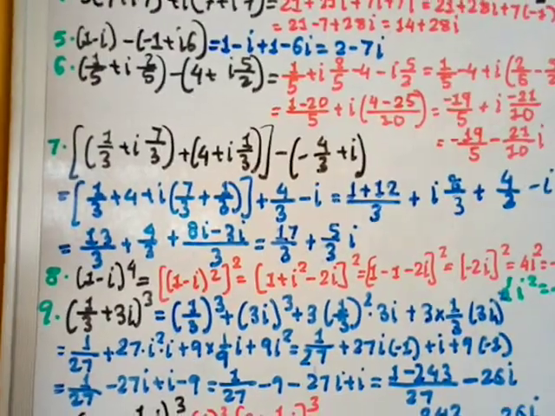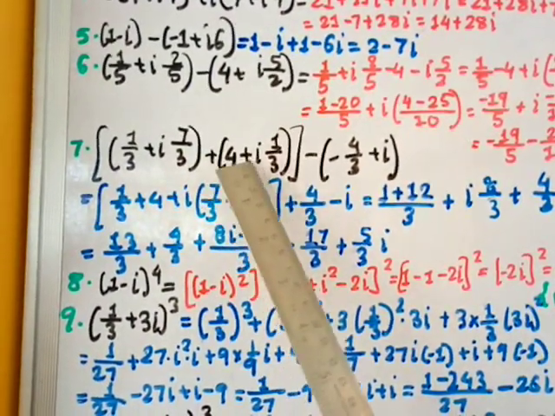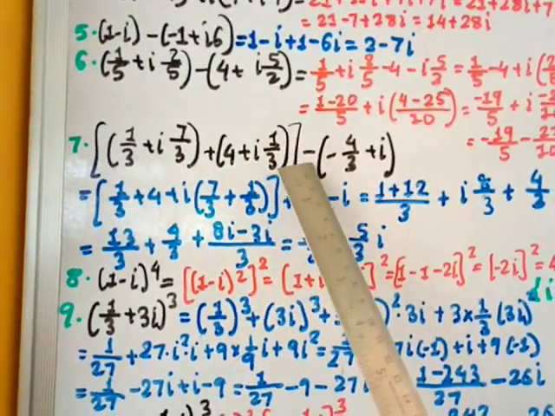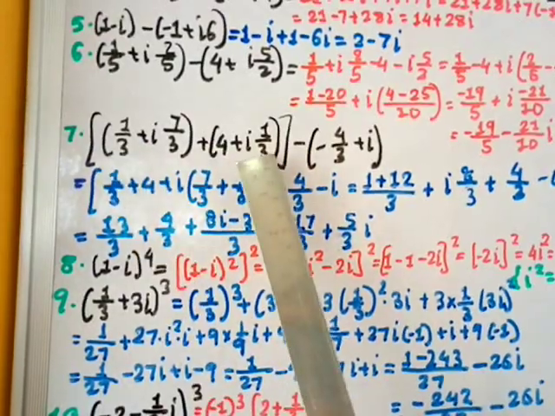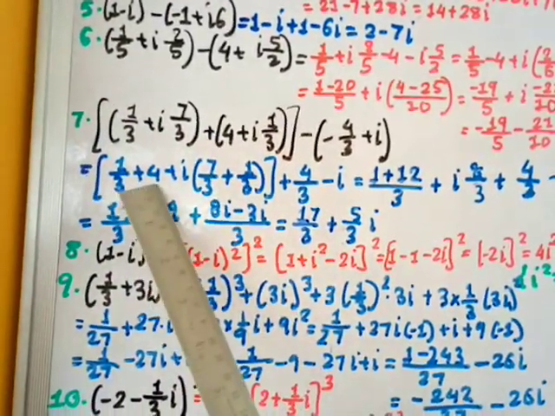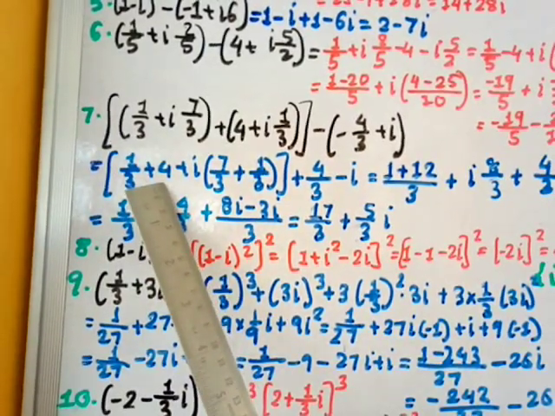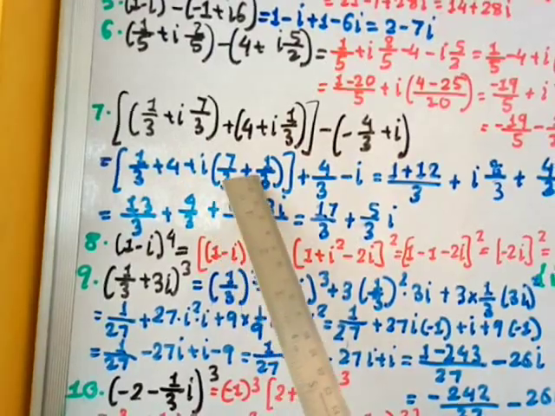Question number 7: 1 by 3 plus i into 7 by 3 plus 4 plus i into 1 by 3 minus minus 4 by 3 plus i. So first let us simplify this one first. So here see 1 by 3, and this without i, write plus 4, here with this constant or real part, plus from these two taking i common. So here 7 by 3 plus here 1 by 3.